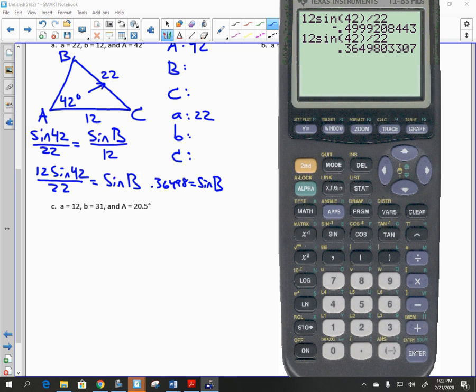Can somebody tell me, is sine able to be a value of 0.36? Think about the sine graph. What's the biggest spot that the sine graph reaches? 1. What's the lowest spot it reaches? Is this between 1 and -1? So I'm okay there. So I just simply sine inverse that, and I get 21.41 degrees. That is angle B.